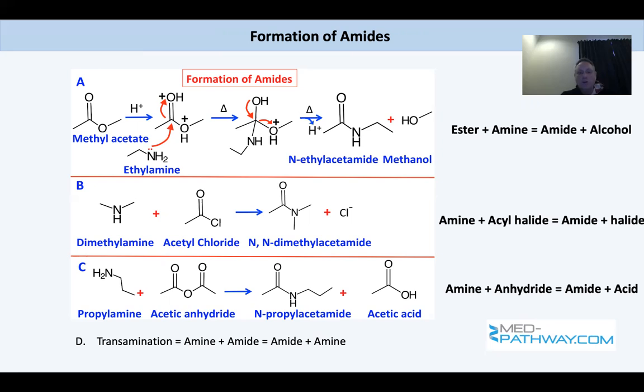Take a look at those reactions a little closer. You can also get diethylamine plus acetyl chloride, giving you N,N-dimethyl acetamide. And we can have an amine plus an anhydride give you an amide plus an acid. And there's also the transamination reaction where an amine plus an amide gives you an amide plus an amine. They may look complicated, but when you sit down and think about what's a nucleophile, what's an electrophile, tetrahedral intermediate, leaving group, these will all become very simplified for you, no matter how complicated the structures appear.